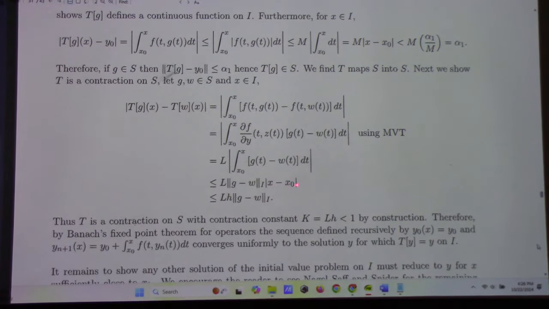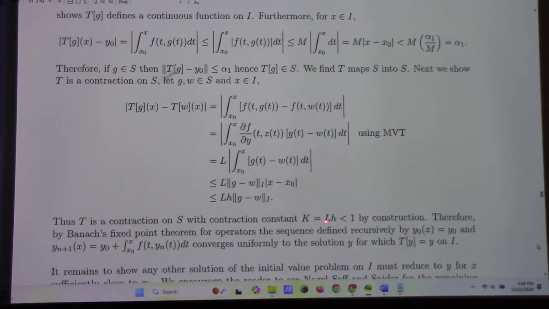But notice that x minus x naught is at most h because x is taken from the interval I, which goes from x naught to x naught plus or minus h. So the furthest you could have x from x naught is h. As such, x minus x naught we can replace with h. And great. So then we say, okay, well, apparently we want our contraction constant to be equal to this. So we're going to make that k.